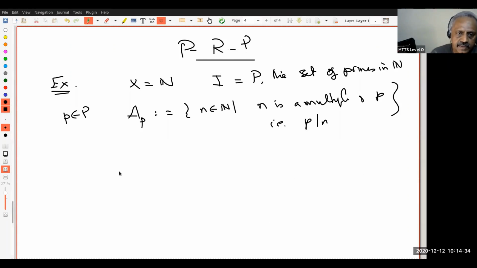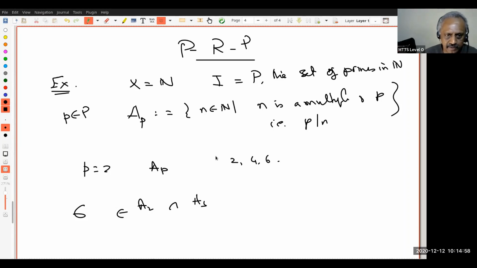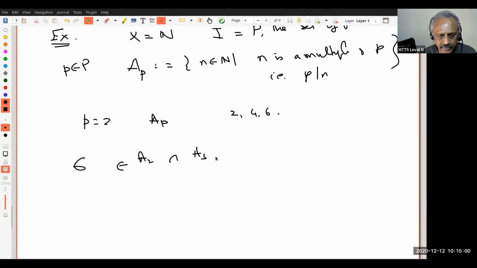Right? For example, when p equals 2, what is A_p? All multiples of 2. Therefore, 2, 4, 6, etc. It's very easy. Now notice that if I take 6, 6 belongs to A_2, it also belongs to A_3, because 2 is a prime, 3 is a prime. Therefore, it belongs to A_2 intersection A_3. So we are not claiming there is only one p. There may be many p so that my n is in A_p. Okay, good.